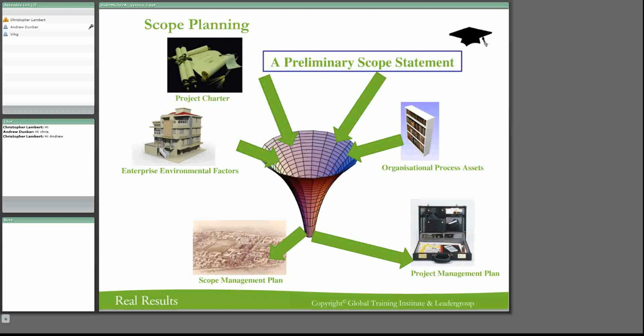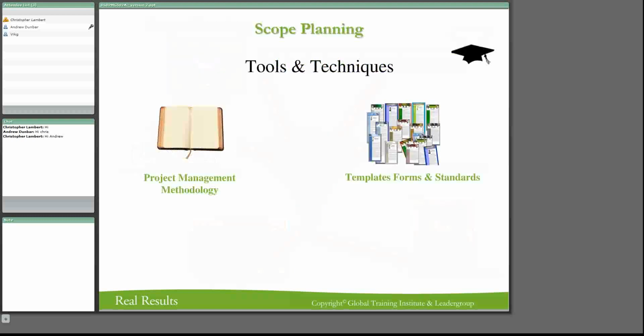All right, so what we should come out with is the scope management plan, which is really part of the project management plan as well. So it's a sub plan, if you like, of the project management plan. So that's the preliminary scope statement. So we'll look at that one. And the tools and techniques is obviously the project management methodology, which is a tool in and of itself. And then there would be a whole lot of templates and forms and standards.